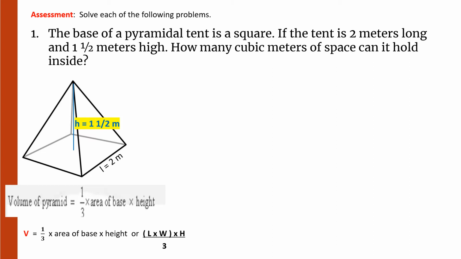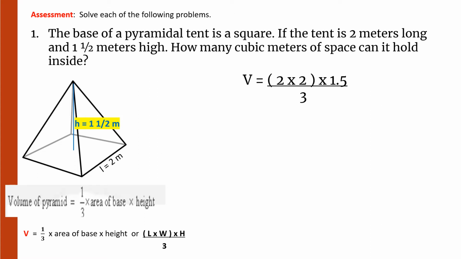So, ano ang ating gagamiting formula? It is 1/3 times area of the base times the height, or length times width times height all over 3. Well, ano ngayon ang mangyayari? V is equal to 2 times 2, which is length times width. So, happen that the given base is a square, kaya ang length and width ay pareho ng measurement. And then times 1.5, in this case, ginawa na ni Sir yung 1½ meters na height ay i-convert sa 1.5.